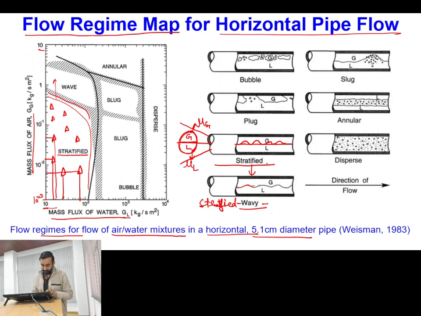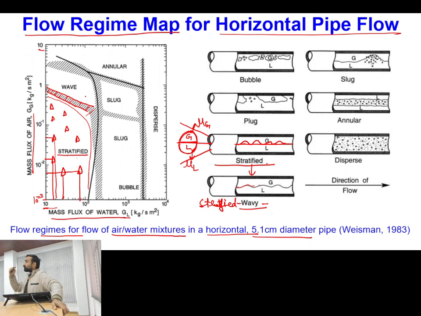Now, in between stratified and stratified wavy, you can see this thick hatched portion. This thick hatched portion is actually experimental uncertainty. It means in this portion instability can grow at any point of time. If instability is sufficient, it will create larger waves. If instability is diminishing, again it will settle down to stratified flow. So whatever the data points in this band, instability can grow at any point of time. That's why we have a wide spectrum to show the transition.